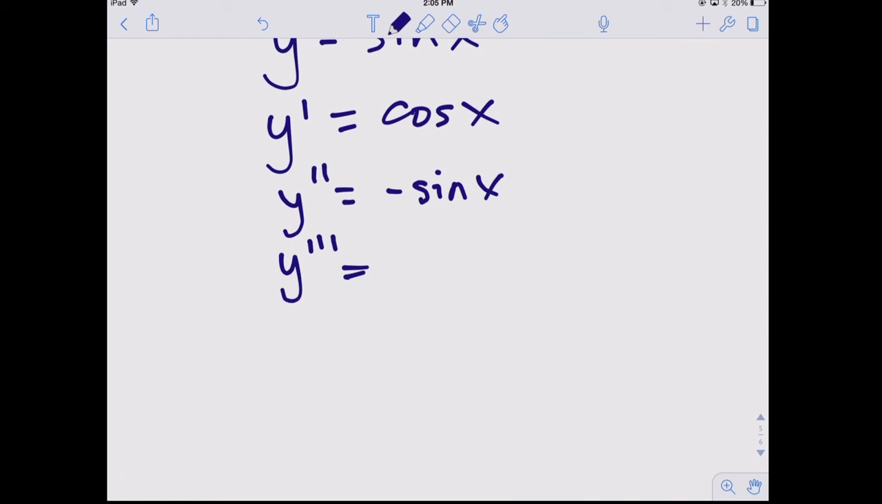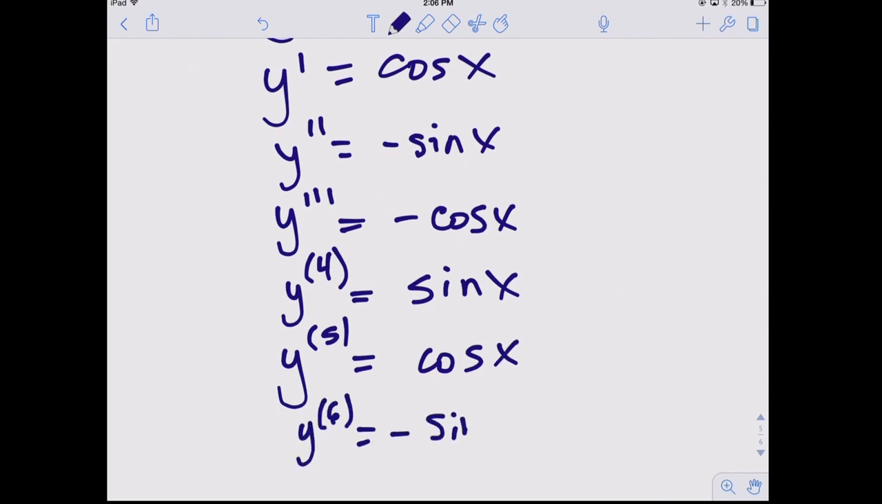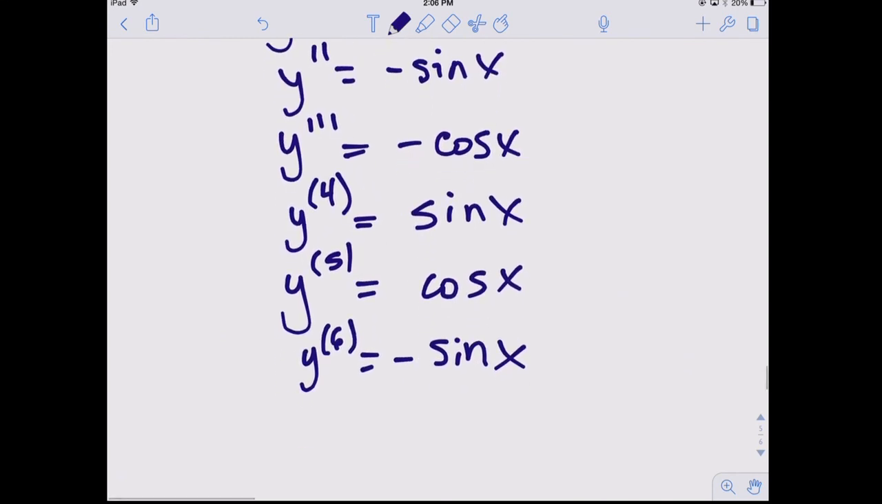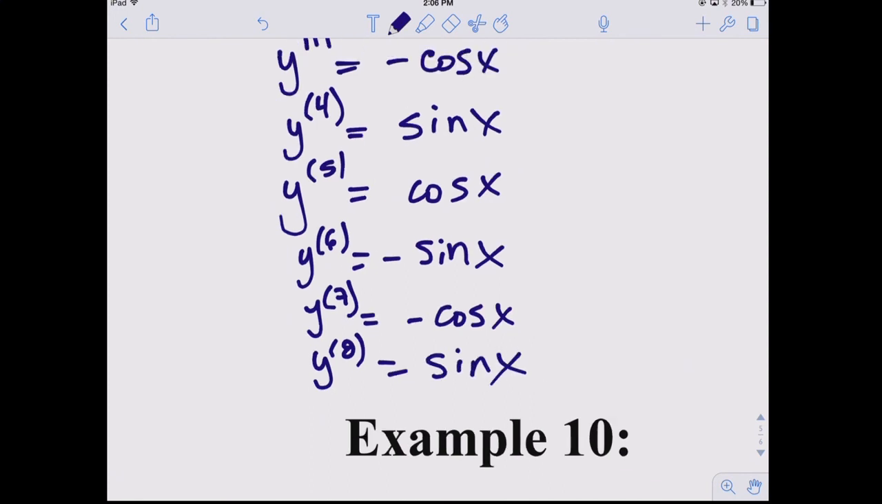Positive or negative? Negative, because the negative goes along for the ride, and then the derivative of sine is cosine. Now, the fourth derivative. Positive sine, right? Because negative cosine changes to positive when cosine's derivative is negative. All right, and then the fifth derivative is cosine, and the sixth derivative is negative sine. Now I'm getting a deja vu feeling. The seventh derivative is negative cosine. And the eighth derivative is positive sine.